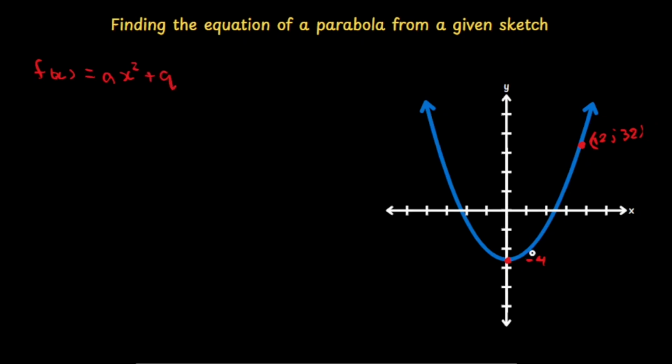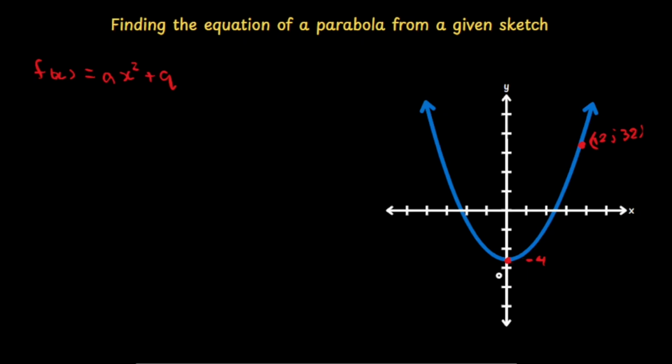Okay, now looking at this parabola that we have on the screen right now, you can see that we only know 2 points on this parabola: the y-intercept and another point somewhere on this parabola. We know that its coordinates are an x value of 12 and a y value of 32. Now, how are we going to find the equation of this parabola using those 2 bits of information?